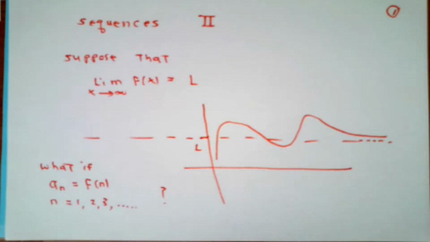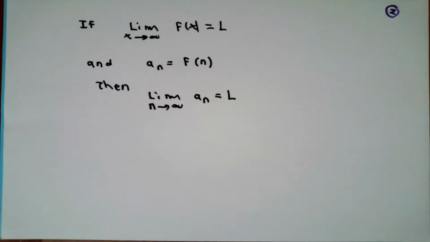And as the input into the f becomes indefinitely large, the outputs have to begin to resemble the L more and more. And since the a numbers are particular instances of the f numbers, the a numbers have to approach L as well. This is what I'm going to call version 1 of the f of x trick. So if the limit as x tends to infinity of f of x is L, and a sub n is f of n, that means that the limit as n tends to infinity of a sub n is L also.